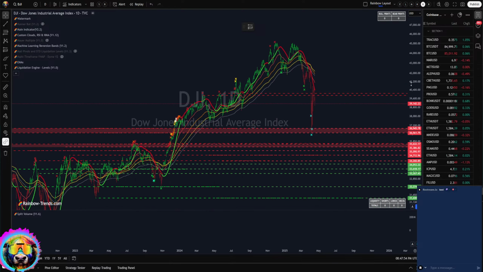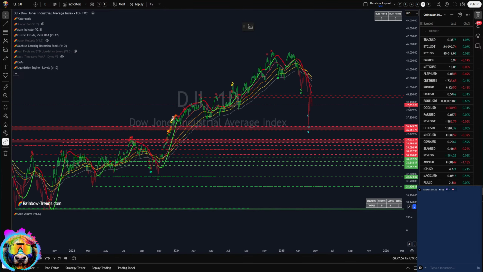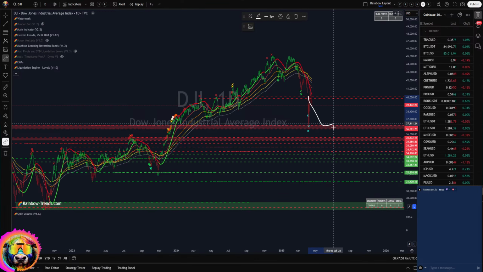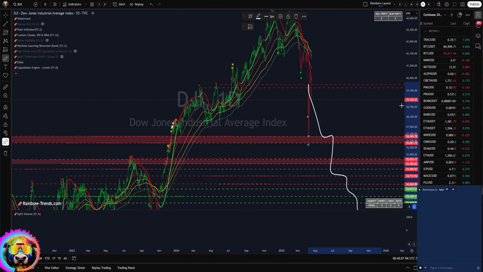But this is where I'm saying the doomers are calling for slow. Right? Maybe we'll get there. Maybe the bears are right. Maybe the bears win. Or we're going to hit one of these levels of support. And I see one of these levels.